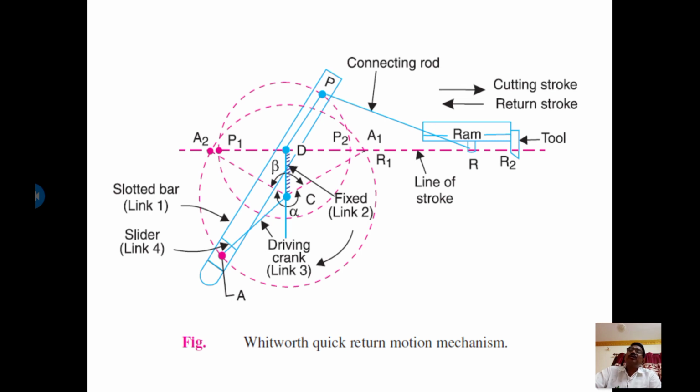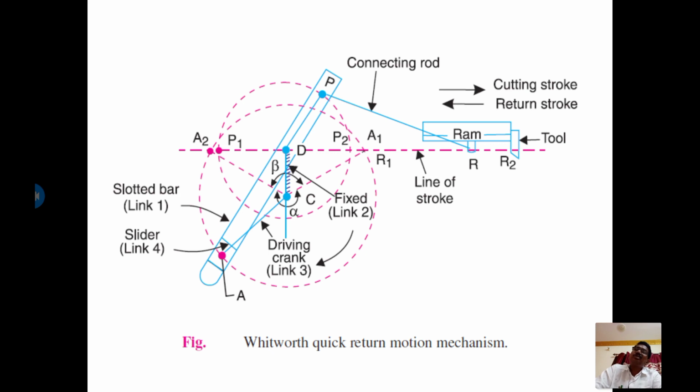This tool is moving perpendicular to CD, moving from R1 to R2, where cutting is taking place, and R2 to R1 is the return. The cutting stroke and return stroke take place. This is called the Whitworth quick return motion mechanism. This figure has to be clearly explained. CD is the fixed link, and the driving link is AC. As AC rotates, slider A slides in the slotted bar.